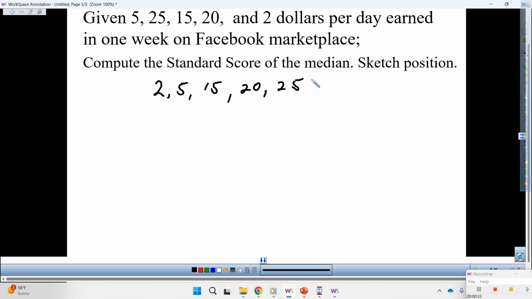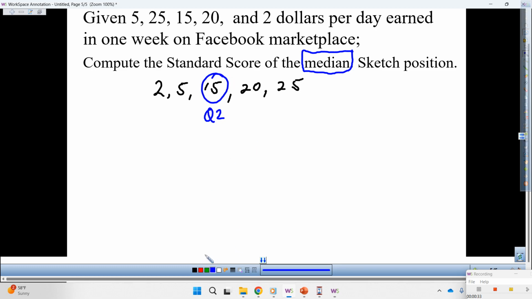Without hesitation, let's go. And then they are asking for the standard score of the median. So tell your neighbor what the median was, since you're already past that point. What's the median? Everyone, median is 15, or in other words, Q2.